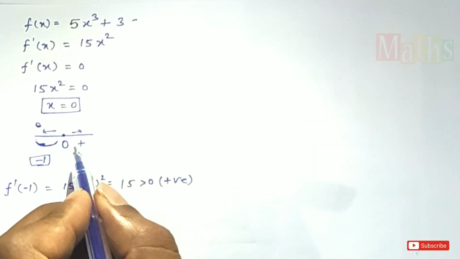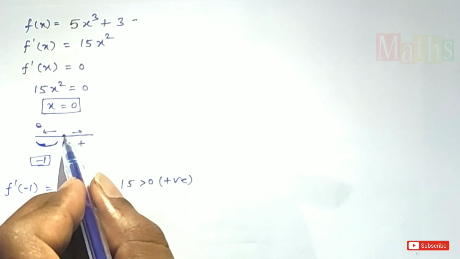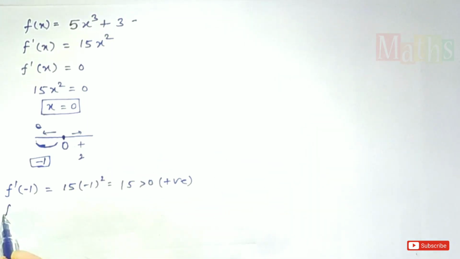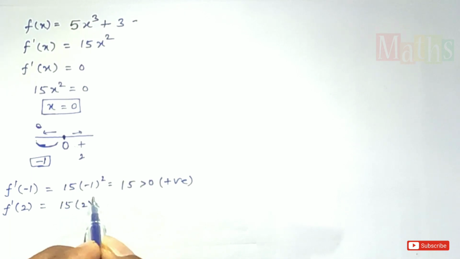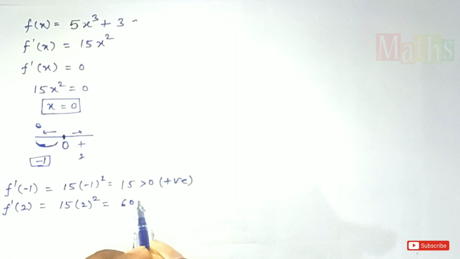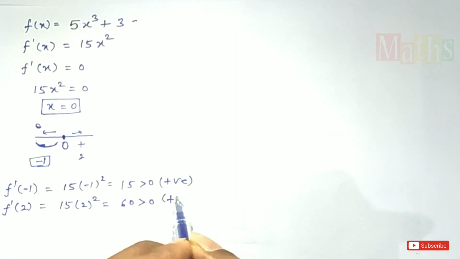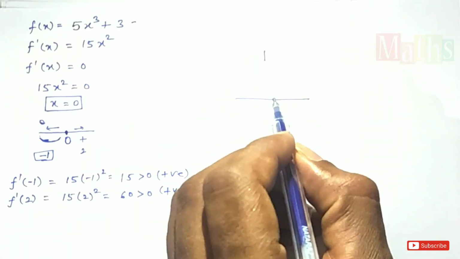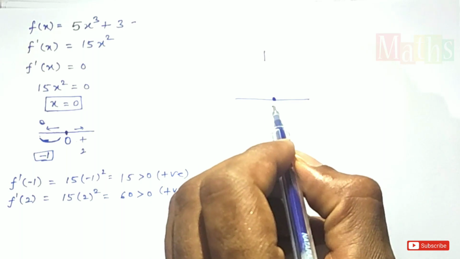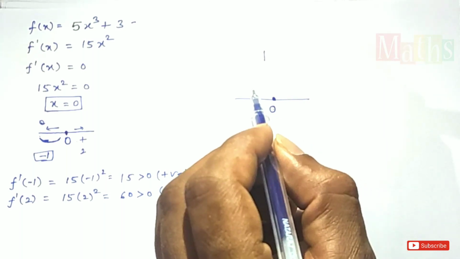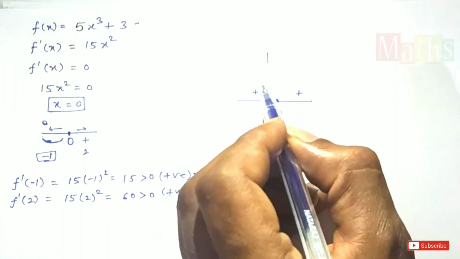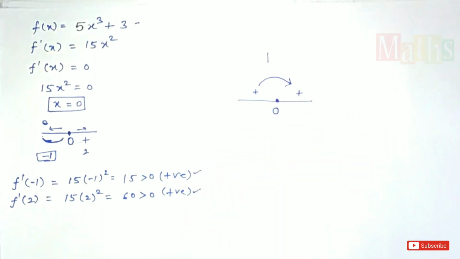And again I am taking another value from the right side of this extreme point. Just imagine I am taking +2. So f dash 2 is equal to 15 times 2 whole square, so 15 times 4 is 60, which is also greater than 0. Our conclusion is, on moving from left to right across our extreme point, which is equal to 0, here the sign is positive and here also the sign is positive. When we move from left to right, the sign does not change.